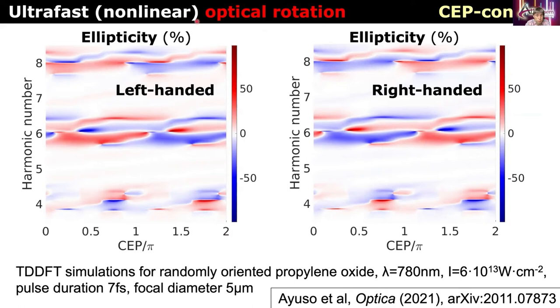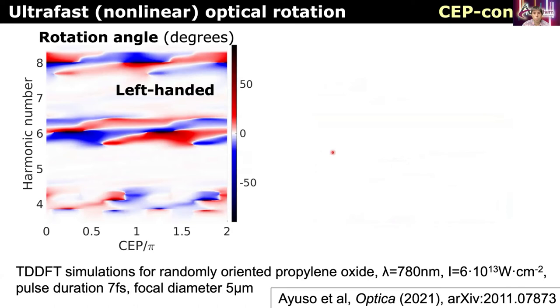So what is this rotation? Well, as you know, when we create elliptically polarized harmonics, the polarization ellipses of the harmonics can be rotated. So let's have a look. Now, this is the rotation angle of the major component of the polarization ellipse of the harmonics.